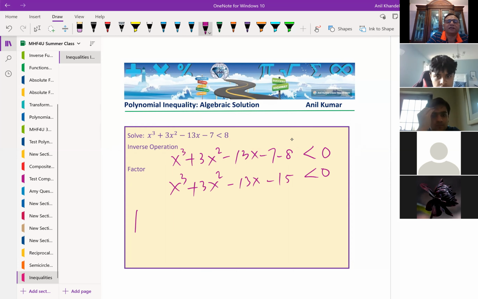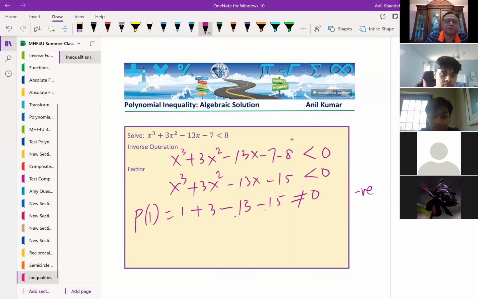So we'll try some values, as we said, plus 1 and minus 1. If I try 1, what do I get? I put 1 for x. I get 1 plus 3 minus 13 minus 15. And clearly this is not equal to 0, correct? It is negative, minus 13 minus 15, very big numbers.